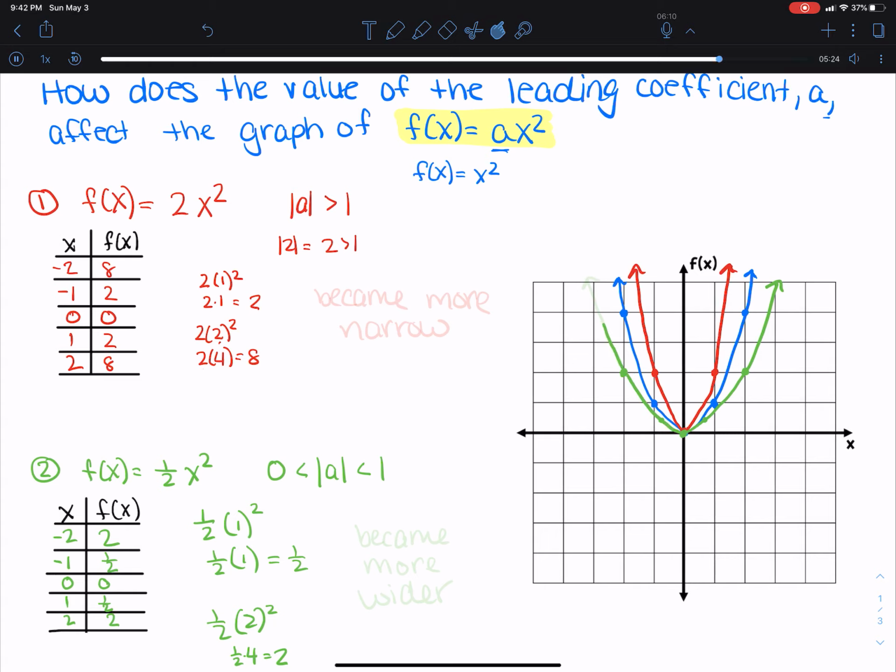Now I want you guys to look at what happens to the graphs. So before, when my a value was greater than 1, my graph, so my parabola, became more narrow. It kind of slimmed inward. Well, if we look at the green graph, when we have a fraction, so when my a value is between 0 and 1, my graph actually becomes wider.